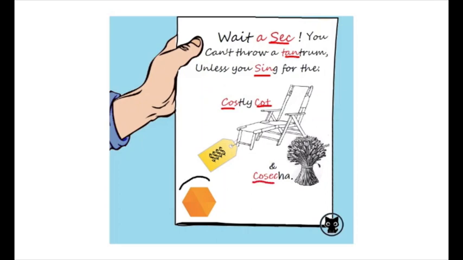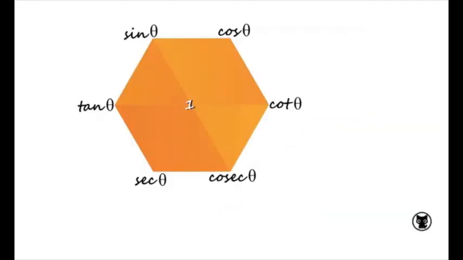From here, we will draw a hexagon. On this hexagon, we will put the trigonometric functions on each vertex, in the order as seen in the phrase we had before. We start from the left and bottommost vertex, and then go clockwise. So following our phrase, it will be, wait a sec, you can't throw a tantrum unless you sing to the costly cot and cosecha. Finally, put a 1 in the middle of the hexagon.